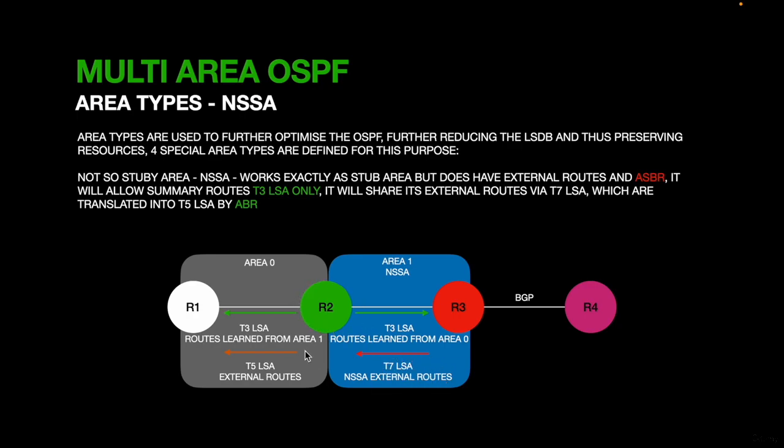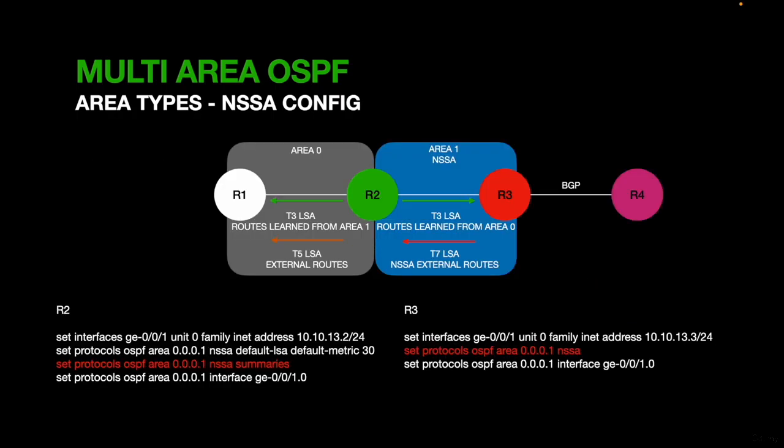It will send it to R2, and R2 will transform this type 7 LSA into type 5 LSAs. The configuration is also pretty simple. As in the stub area, you just specify NSSA summaries, you specify the default metric, and you specify for router R3 that it is in a not so stubby area.